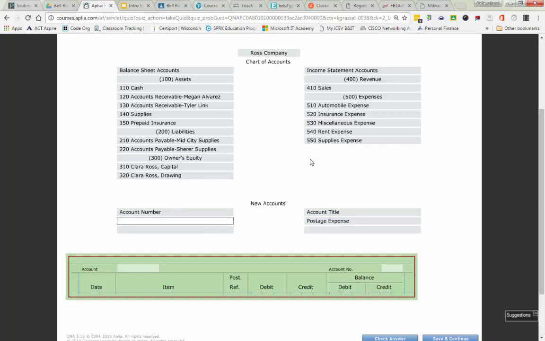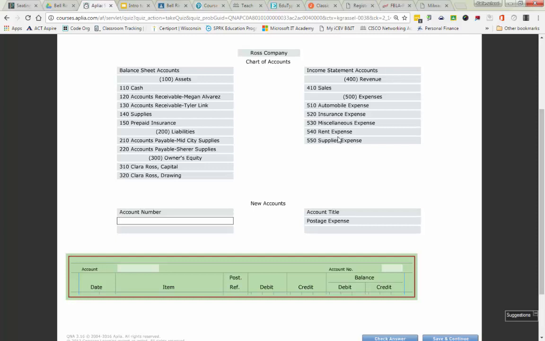Now I need to figure out what its account number is. And remember, our accounts always still need to be listed in alphabetical order. So postage expense needs to fit in here with all my other expenses. Where would it fit between? See, now you've got to sing your alphabet. Dale, where does it go? Yes, it's going to go between miscellaneous and rent.